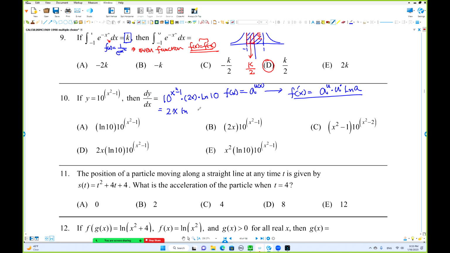2x and ln 10, it doesn't matter, they are separate, but it's better to use parentheses. After that, times 10 to the x squared minus 1. Are you okay with this? So we have 2x times ln 10, times 10 to the x squared minus 1. Choice D is the answer. You have to memorize this formula.